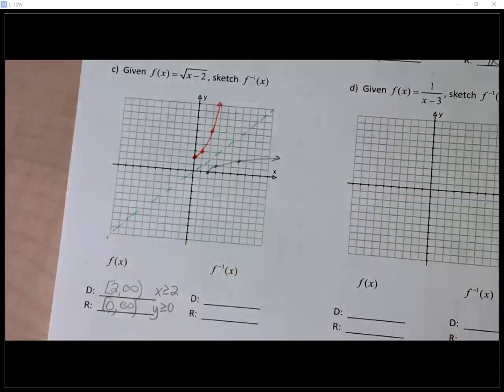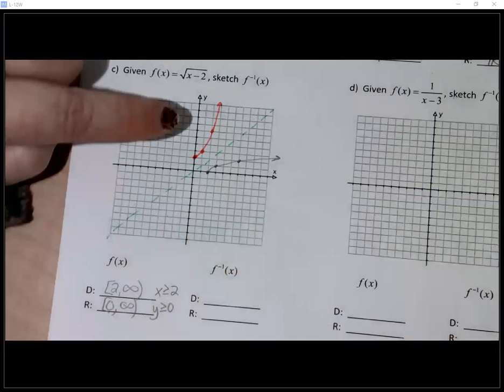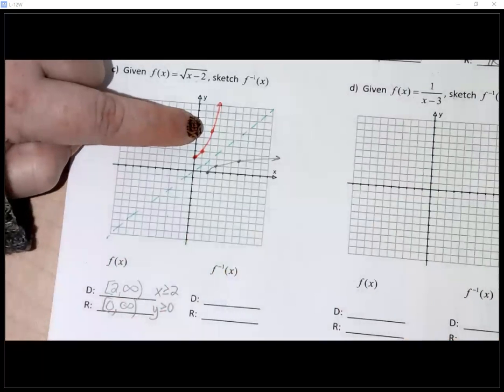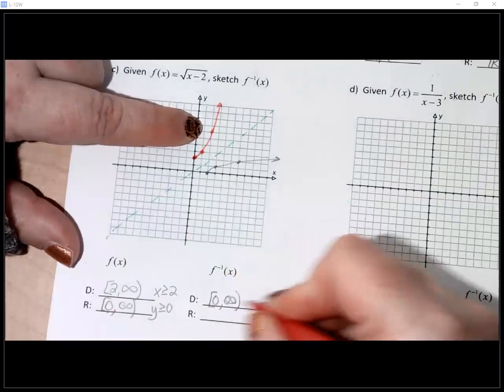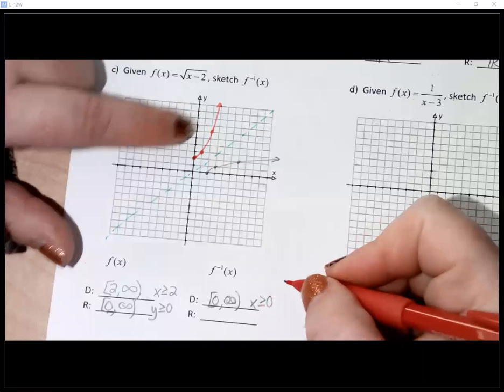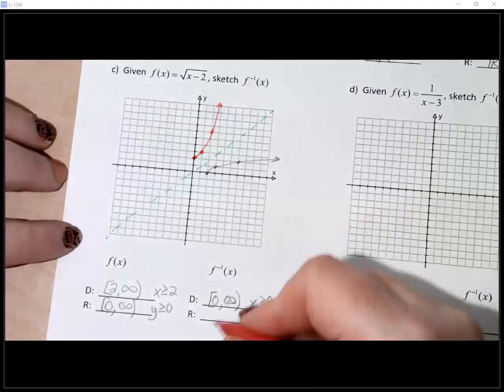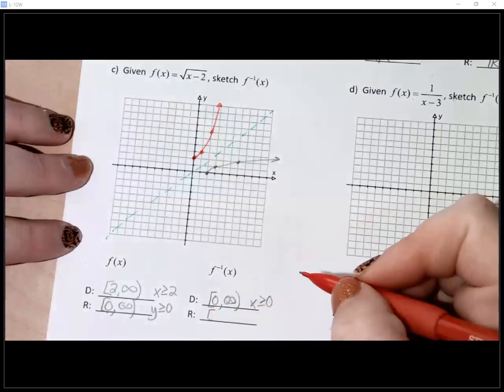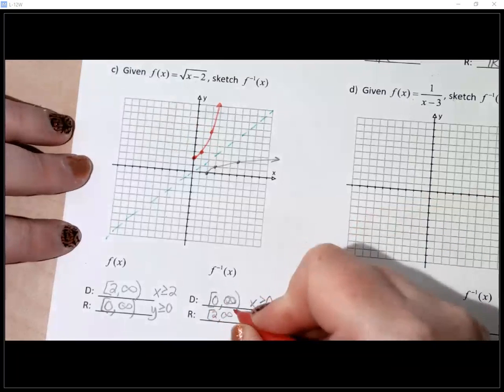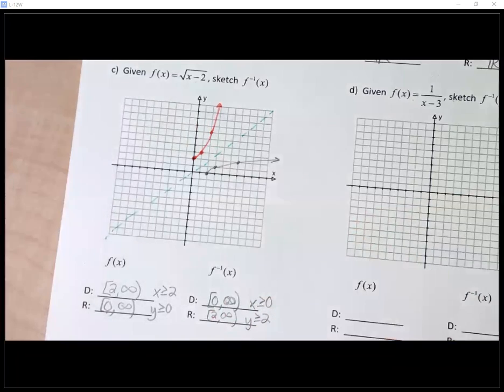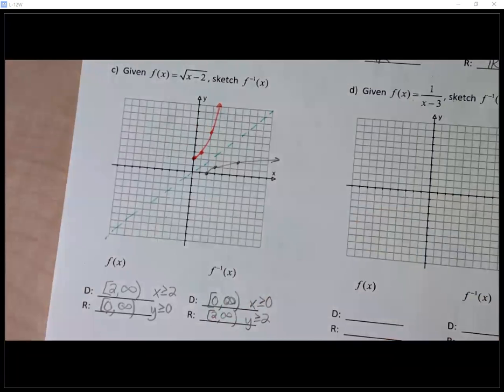Okay, now look at your inverse function. What is its domain? 0 to infinity. Or x is going to be greater than or equal to 0. The range, however, is the range of your inverse. Yes, 2 to infinity. So you will notice y has to be greater than or equal to 2. Your domain and range will swap between the original and your inverse, which makes sense because we literally swapped x and y. So it makes sense that your domain and range would swap with each other.